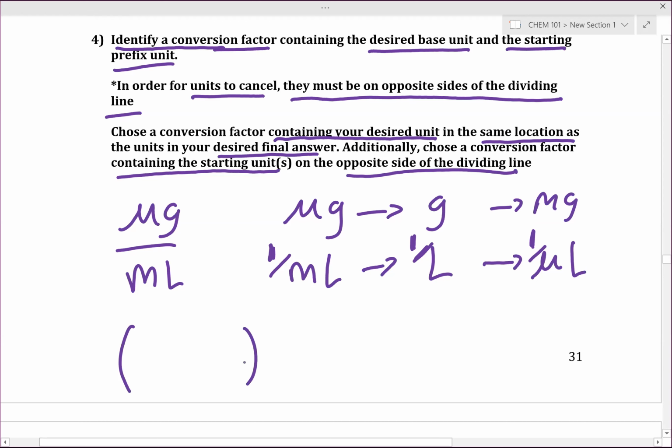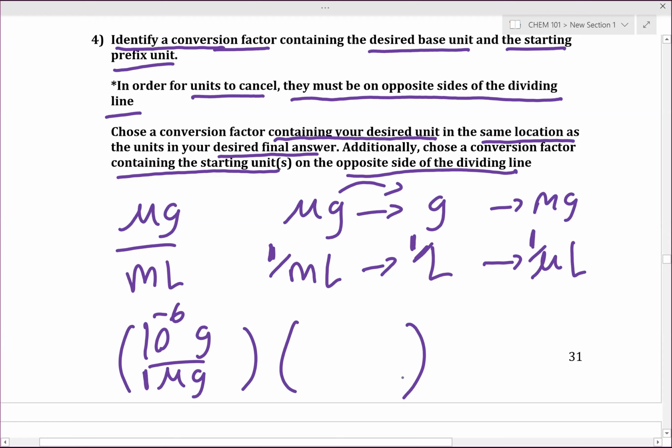So my question to all of you, if we're going from microgram to gram, how many grams are in a microgram? 10 to the negative 6. Why do we have grams on top? Where are we going to? Grams. Why do we have micrograms on the bottom? Where are we starting from? Micrograms, exactly.